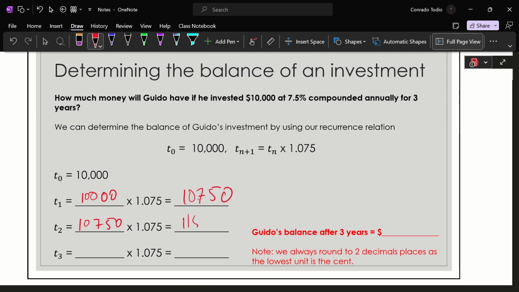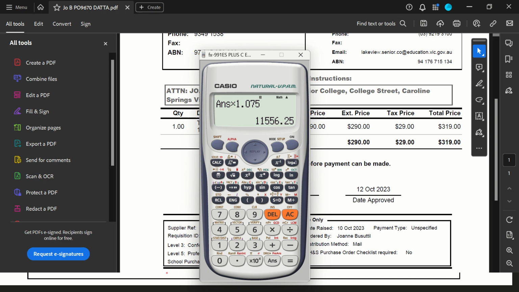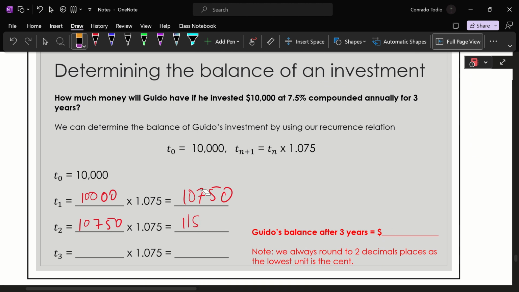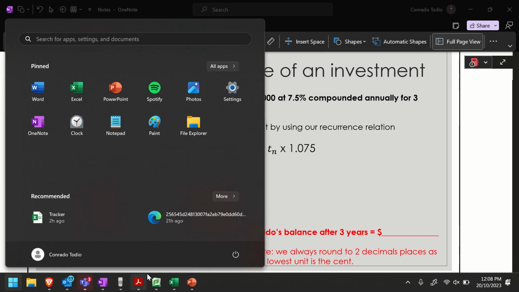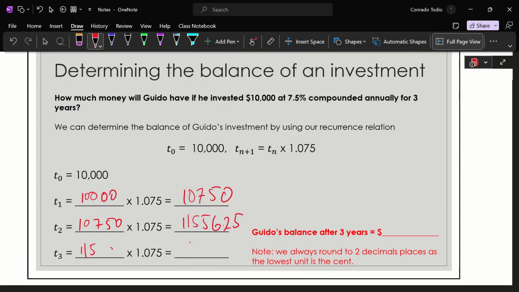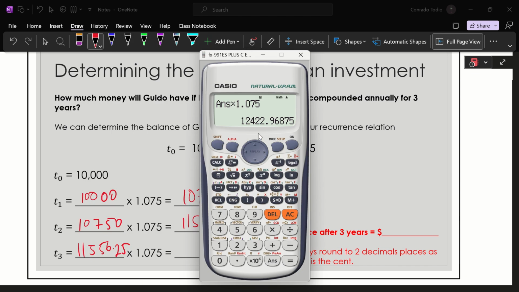It's going to be 11,556.25. Sorry, we missed the comma. And then again, repeating the process, 11,556.25. And then if you repeat that process, we've got 12,422.97.